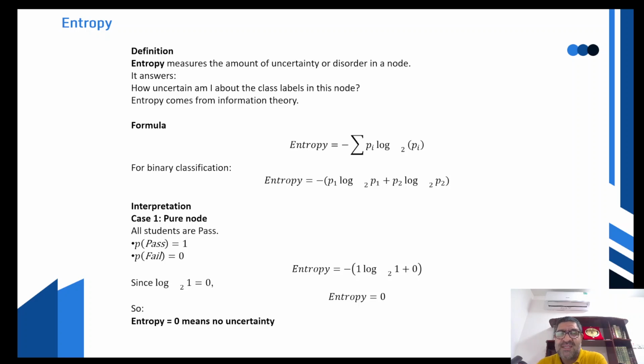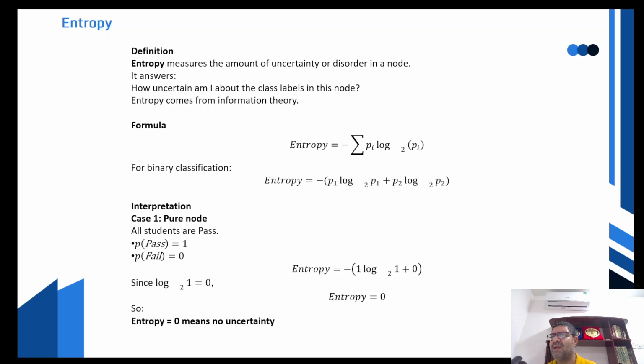What it answers is how uncertain am I about the class labels in this node. The Gini impurity, in fact, was saying how certain am I about the purity of the node, that is, how pure it is. This is about how uncertain I am about the class labels in this node. Entropy comes from information theory, and we are going to open it up in a deeper manner.